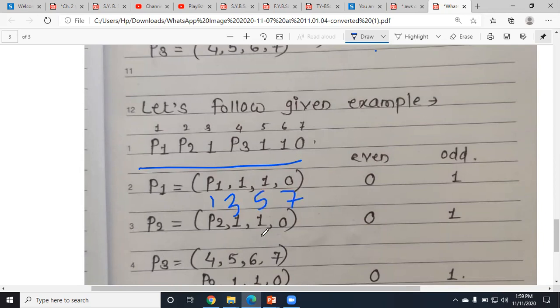Now, if I want to make this entire thing an even parity, what should be the value of P1? Just don't look here. Tell me the answer. 0. Tell me the reason also. Already there are 2 ones. Correct. And if we want to make it even, we have to keep P1 equal to 0, so that the number of ones will be 2 and 2 is an even number.